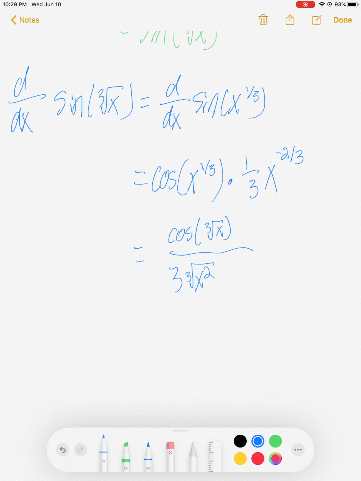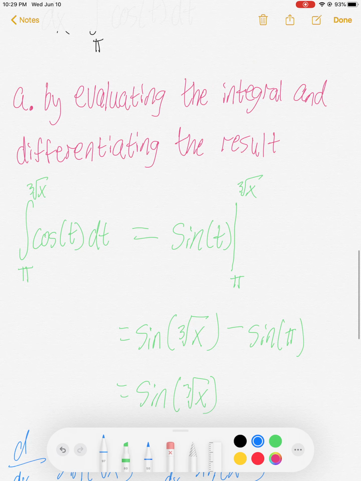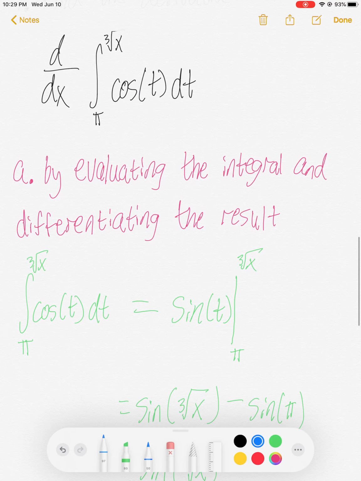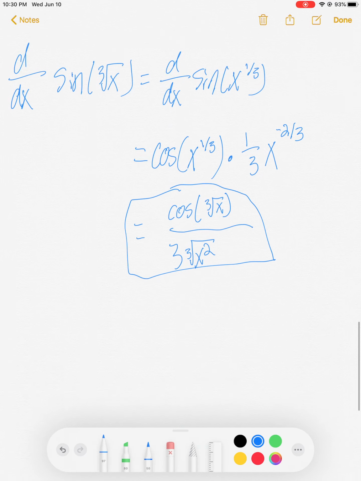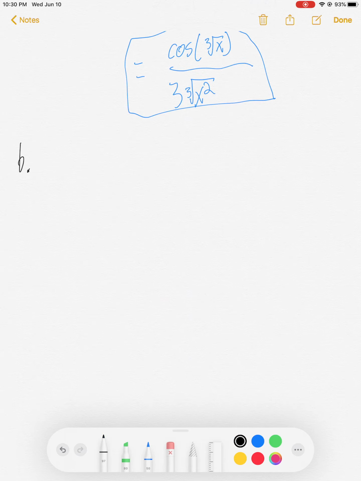Okay, so let me see. This comes out to cosine cubed root of x over 3, and there are different ways of writing this. I'll write it as cubed root of x squared. Okay, so the x to the 2/3 just means take the cubed root of x squared, and the minus means move it to the denominator. So I believe that this is our derivative. So we just got our derivative this first way. First we evaluated the integral, and then we differentiated the result.